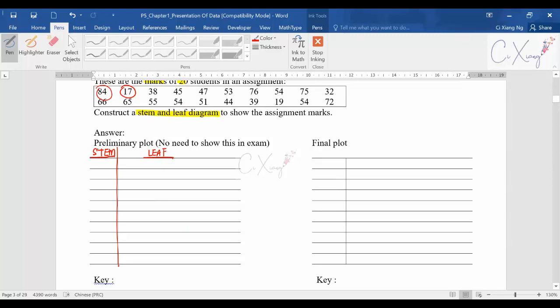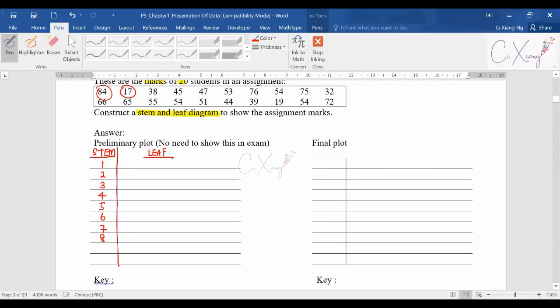For the stem part, we take this as an example. All these are 2-digit numbers. So usually for the stem, we will include the first digit. The smallest number is 17, so the stem will start with 1. And the largest number is 84, and therefore I will need to include all the integers until 8.